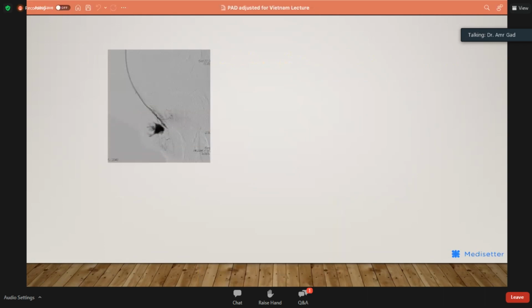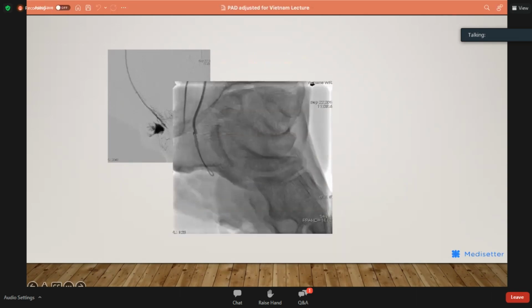This picture, we will take it bit by bit. It's not appearing well. This is the foot. And here is a gush of contrast. There is an ulcer here. We reach till the foot with the wire and the catheter above it. Here it's appearing better. This is the foot of the patient. This is the catheter and the wire trying to pass the obstruction.